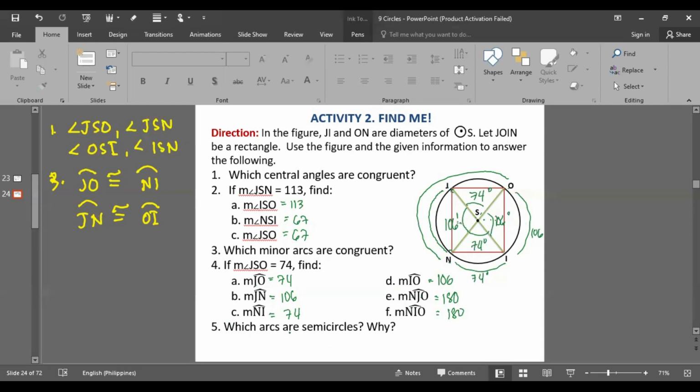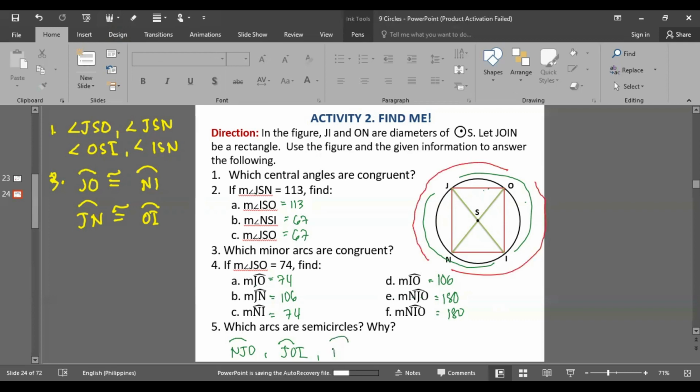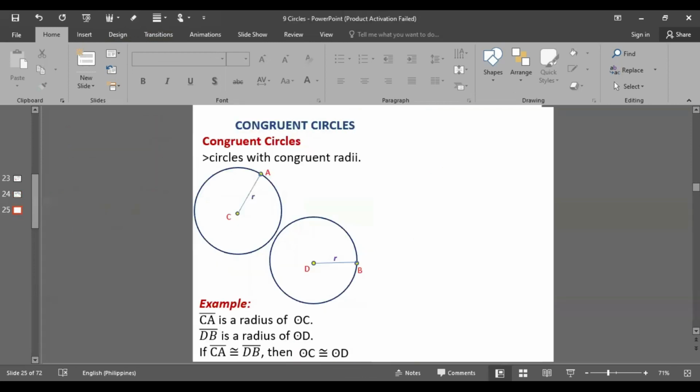Number 5, which arcs are semicircles? So which arcs are semicircles? These are the semicircles. Arc NJO, arc JOI, this one, and this one. And we also have these arcs, arc NJO and arc NIO.